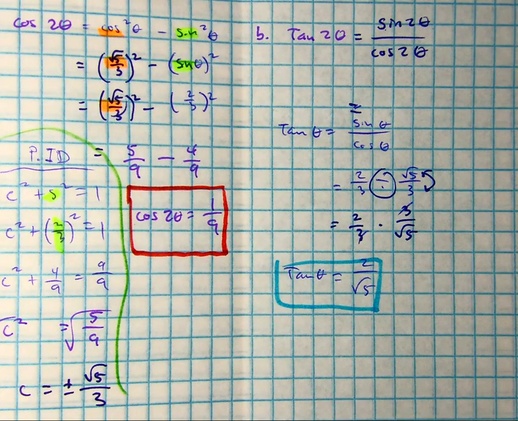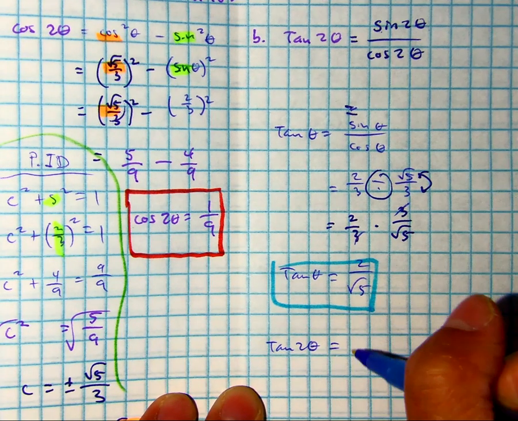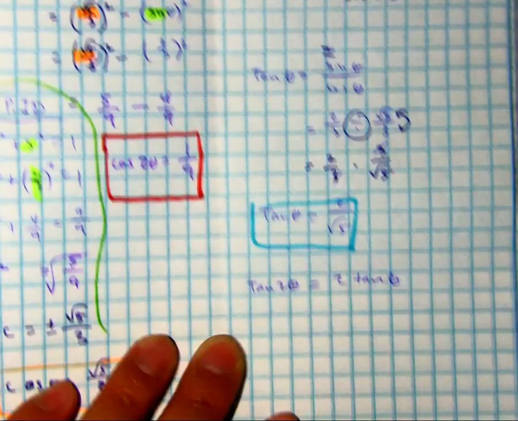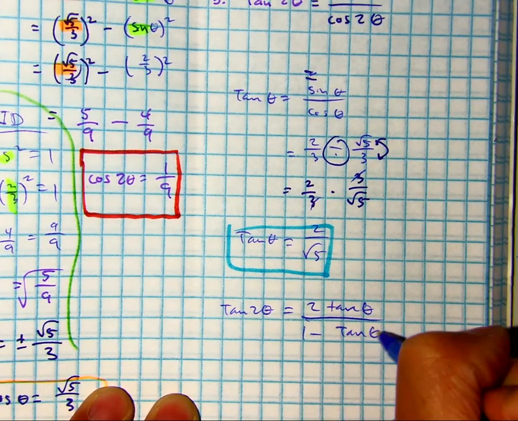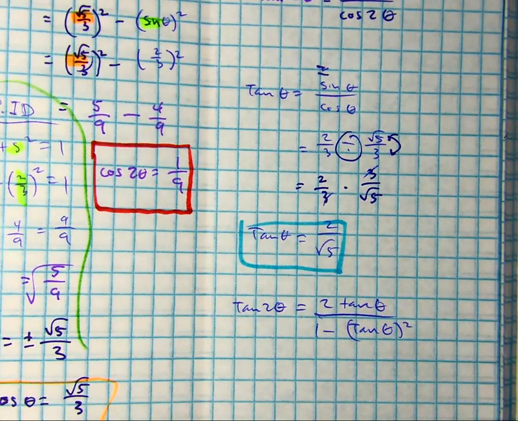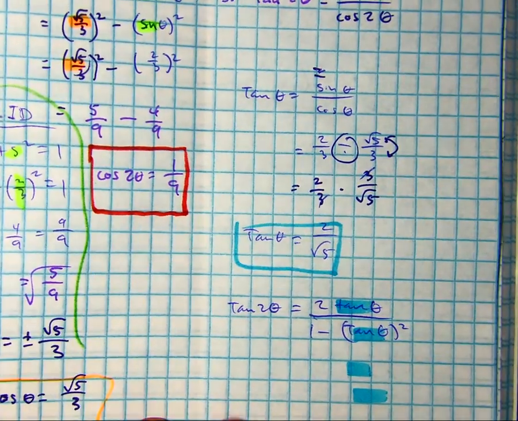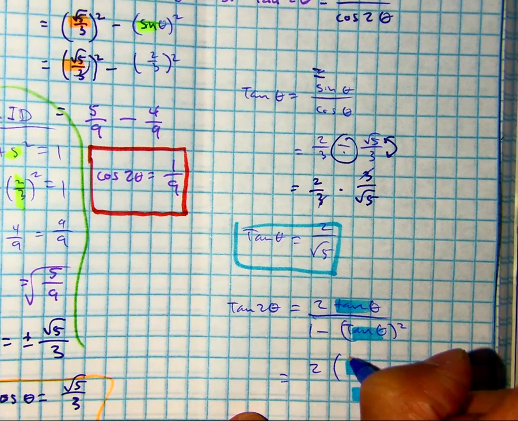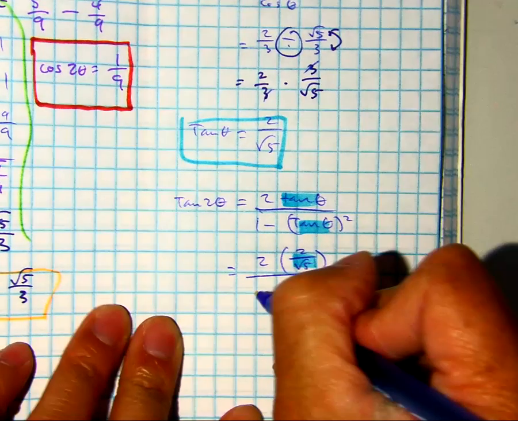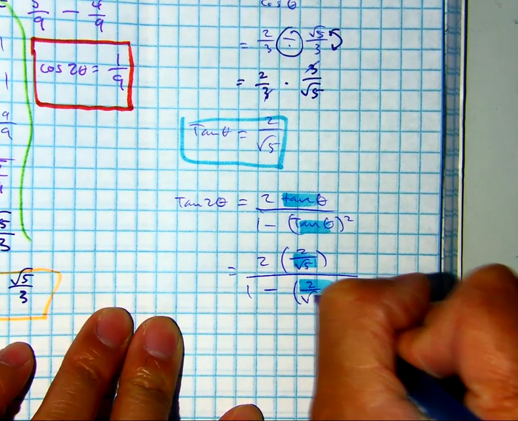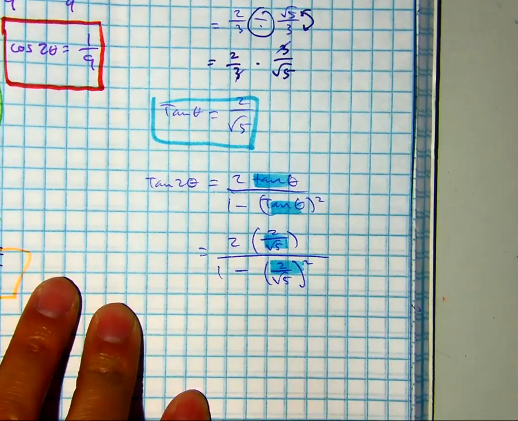Now I'm going to use the double angle identity for tangent. From my formula sheet, 2 times tangent of theta over 1 minus tangent of theta squared. I'll do the substitution here and here. So I'm going to have 2 times 2 over radical 5 over 1 minus 2 over radical 5 squared. And I chose not to simplify or rationalize, hoping that I don't have to do that in the future.